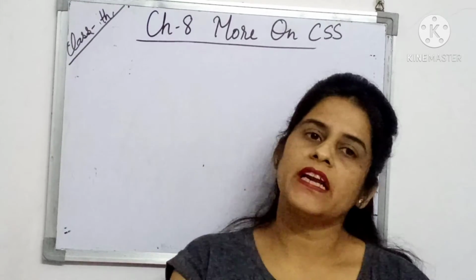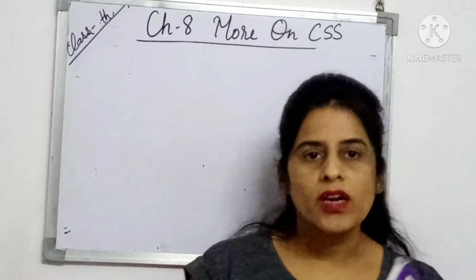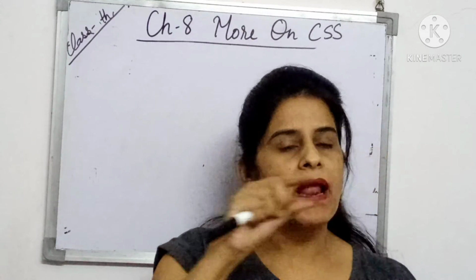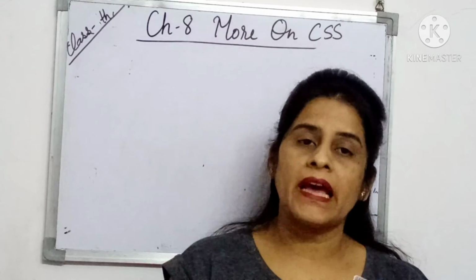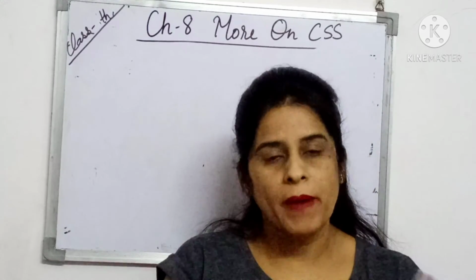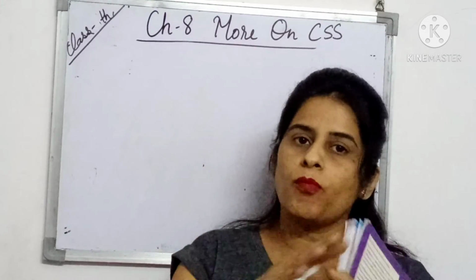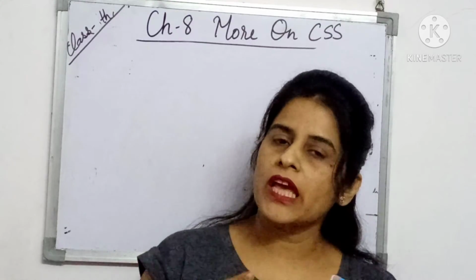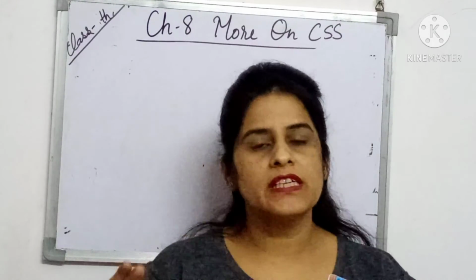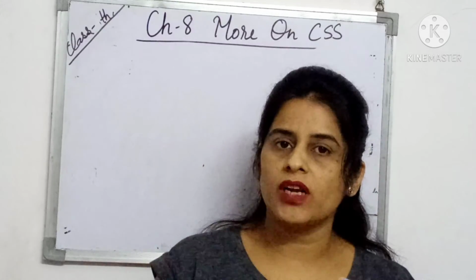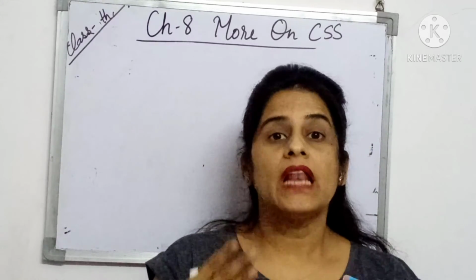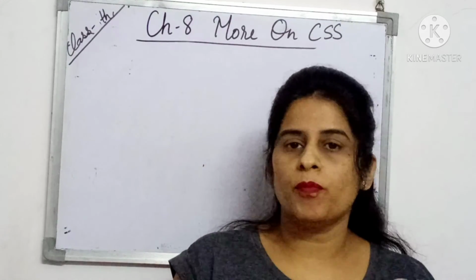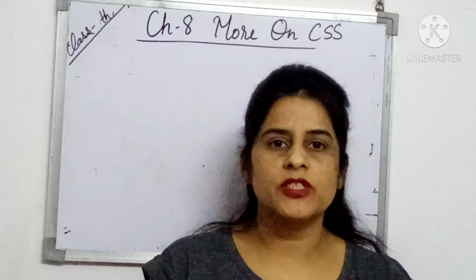And next property we have discussed, that is the border property. You can apply the border to your web page, you can apply the border to one line, you can apply the border to your paragraph, you can apply the border to your heading. So by using the border property, we can apply different styles of border to our text, to our line, to our paragraph, to our heading. By using this border property, your web page will look so much beautiful.